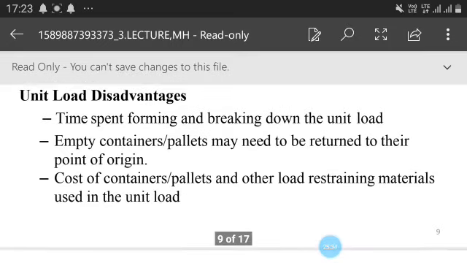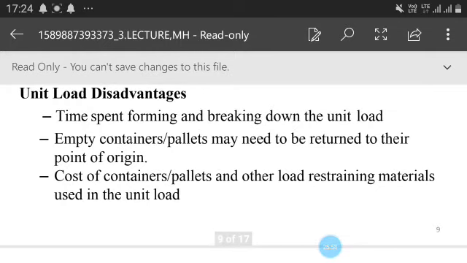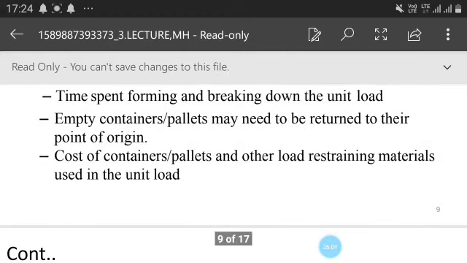Again, you have to consider that heavy loaded materials should always be put on the lower side. Suppose your bags or your container is given in the reverse case, and the heavy loaded materials are put on top of the low loaded materials, then the low loaded materials may sometimes break down. Another disadvantage is the time spent forming and breaking down the unit loads. When your unit load is required to be disassembled or broken down, excess time will be required to break down the unit load.